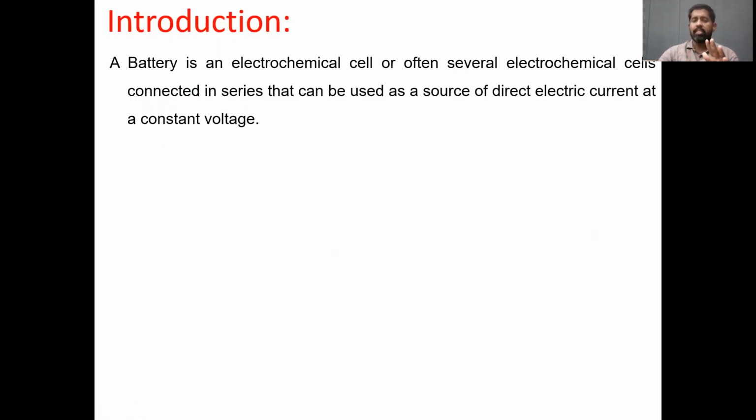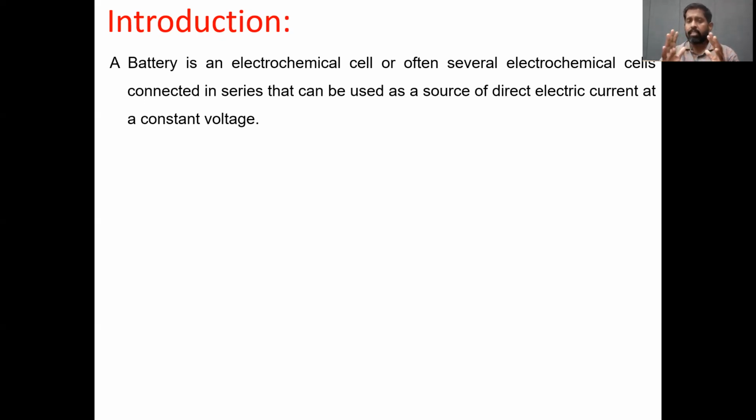We all know this is a simple conventional definition given to a battery. It is an electrochemical device. So we have learned what electrochemistry or electrochemical reactions are. When one form of energy is converted to another form of energy, electrical energy to chemical energy or chemical energy to electrical energy, we call such reactions electrochemical reactions.